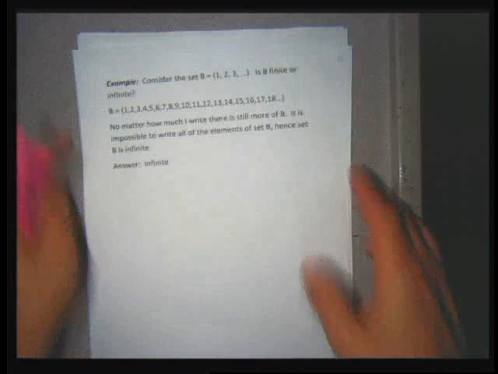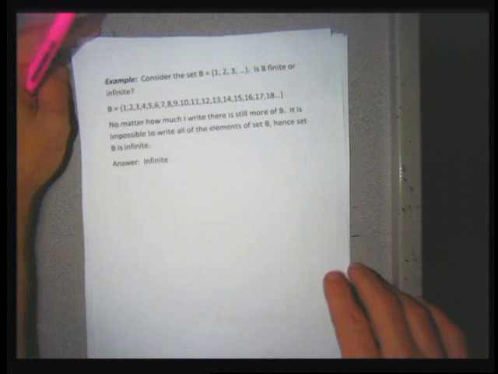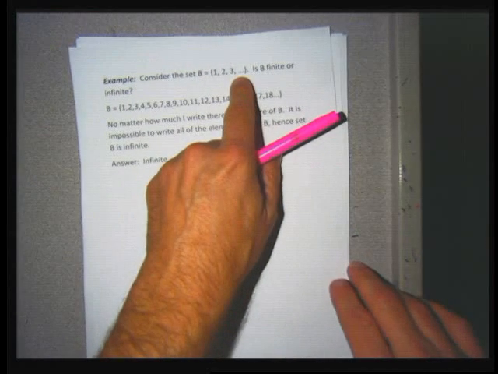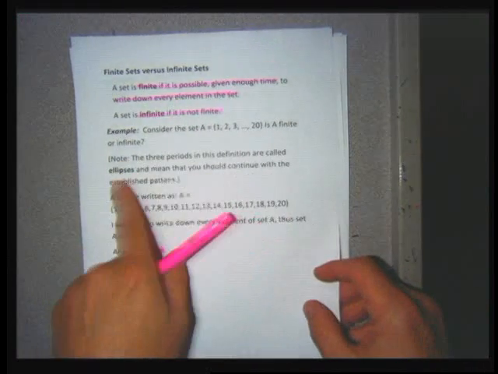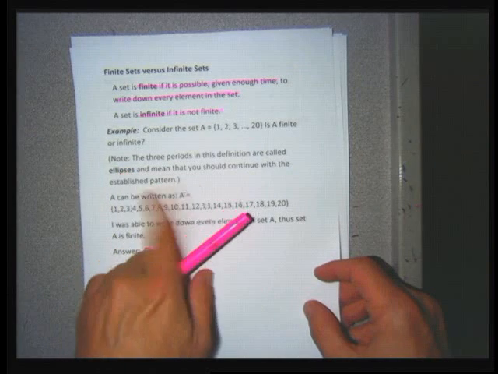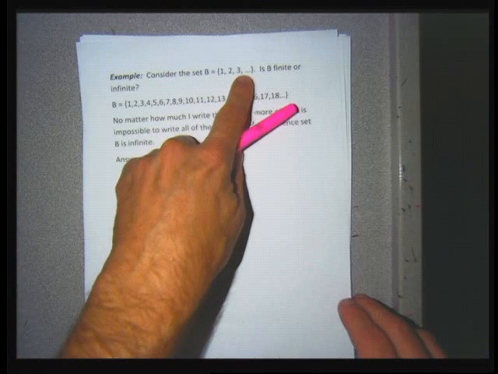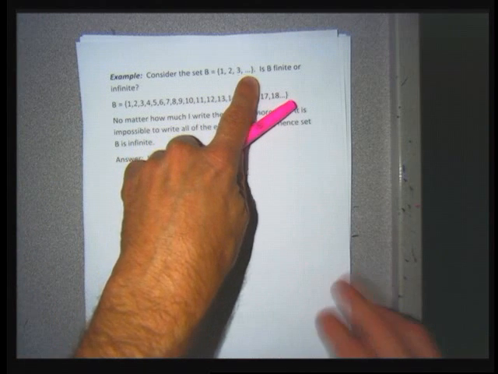Whereas the set B on this page, where it has the ellipses, the dots, that means the pattern goes on forever. I should have probably said that. Those three periods are called an ellipsis. That means the pattern continues. And in this next problem, the set B, it goes on, but it doesn't stop.